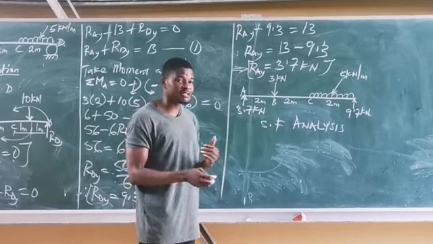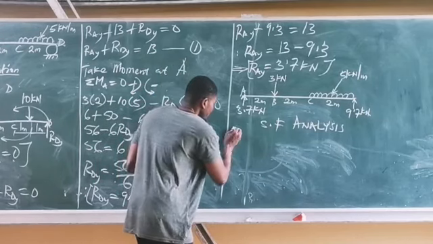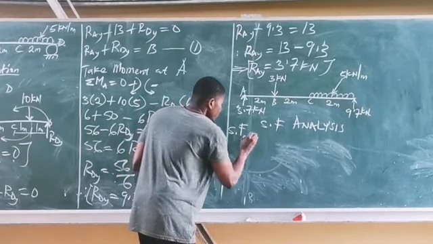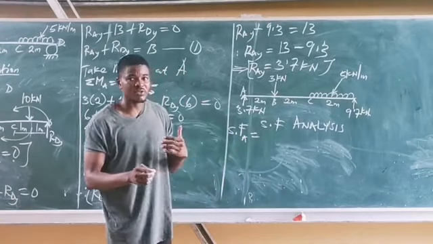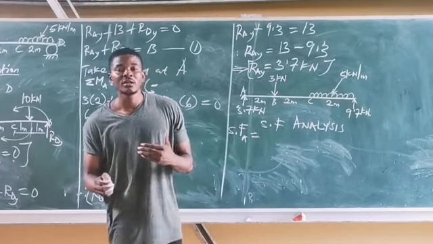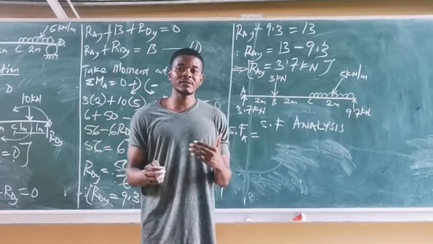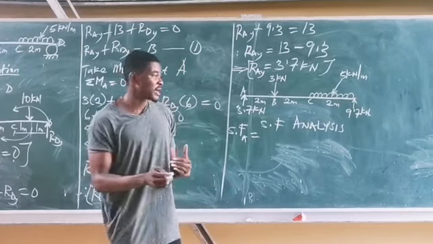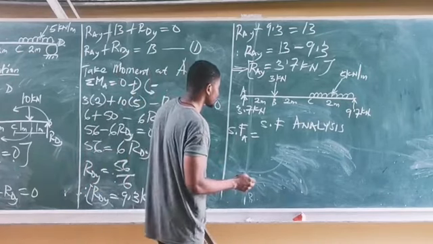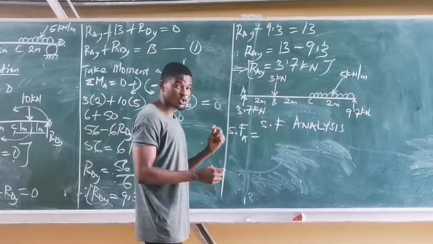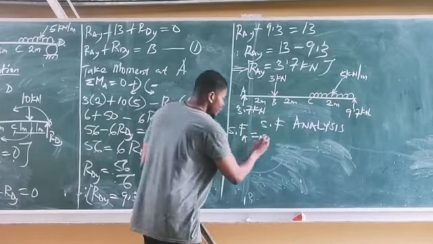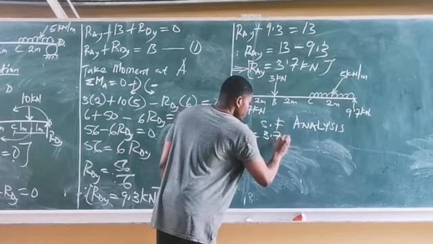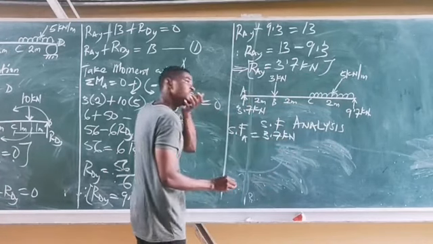Alright, so let's start the shear force analysis. Shear force at point A simply means the force existing at point A. So upward force, remember, is positive, downward force is negative. At point A, we have an upward force, 3.7 kilonewtons, so it's positive. So the shear force at A is simply 3.7 kilonewtons.